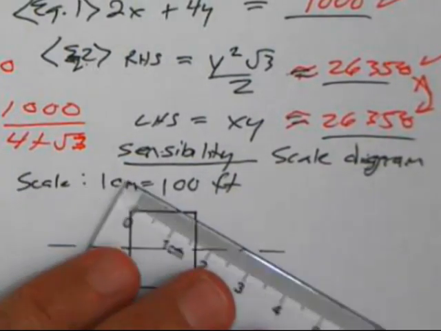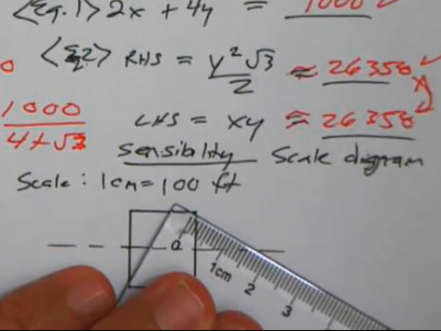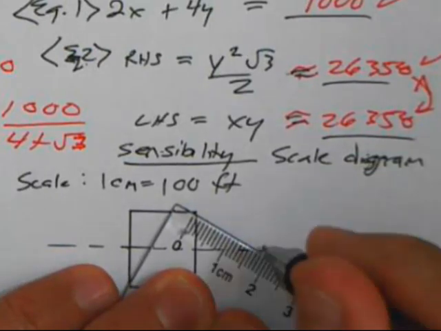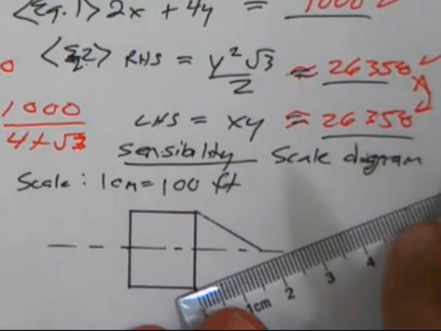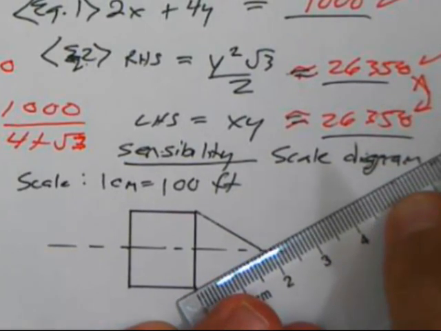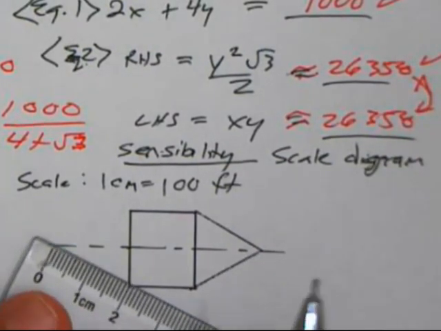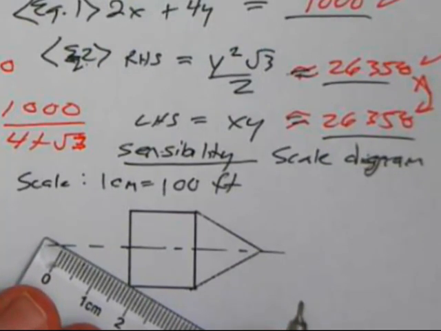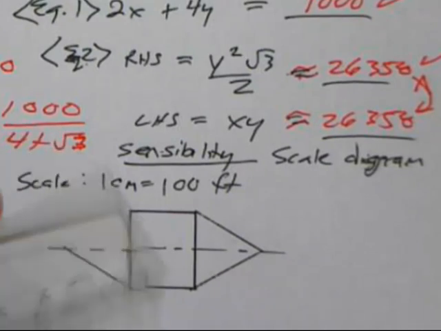Now I want to draw those other two sides of the equilateral triangle. So I want sides that are 1.75 centimeters and want them to terminate on this line. So it's about that. Okay. Same thing on this side. And one more.